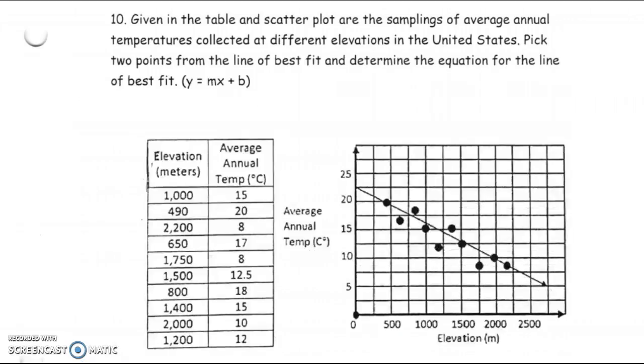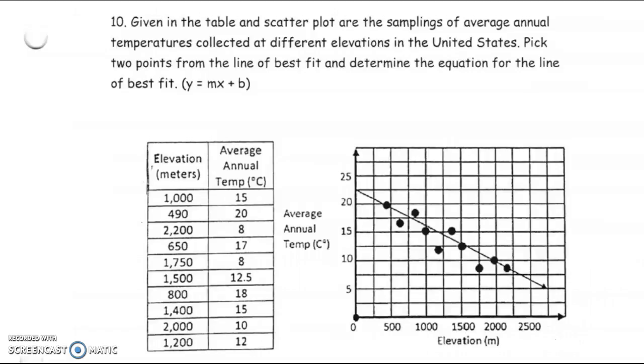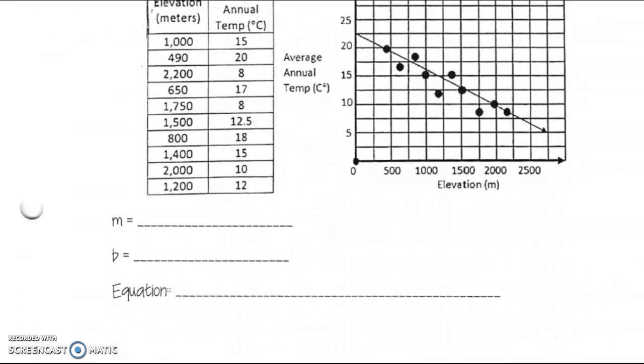Number 10, given in the table and scatter plot are the samplings of average annual temperatures collected at different elevations in the United States. Pick 2 points from the line of best fit. Determine the equation for the line of best fit. y equals mx plus b. You have the elevation in meters, the average annual temperature. There's your answer choices. m equals, b equals, equation.